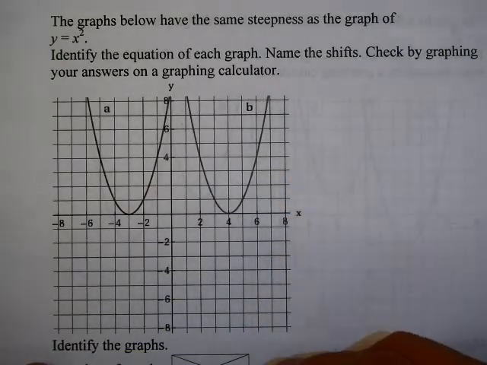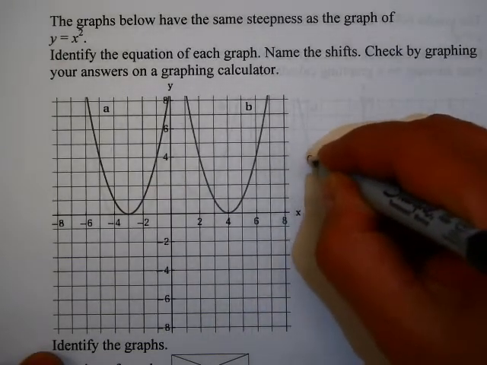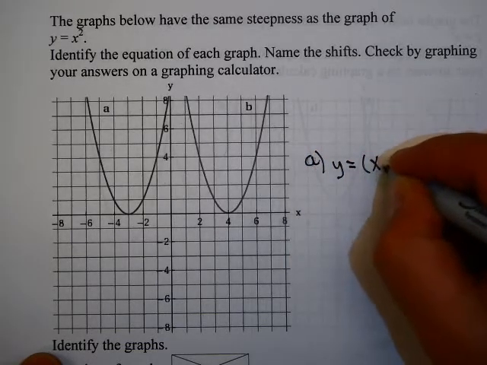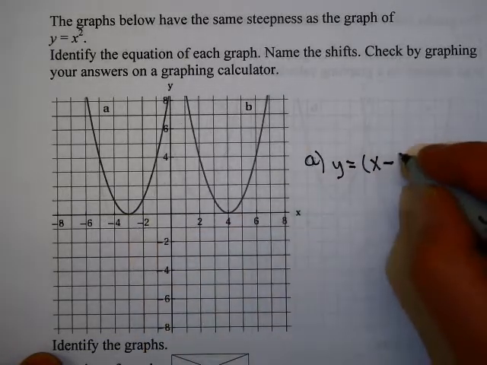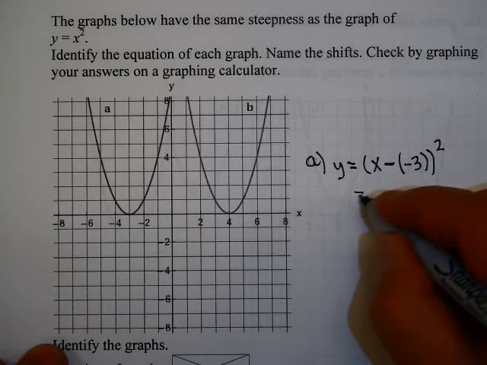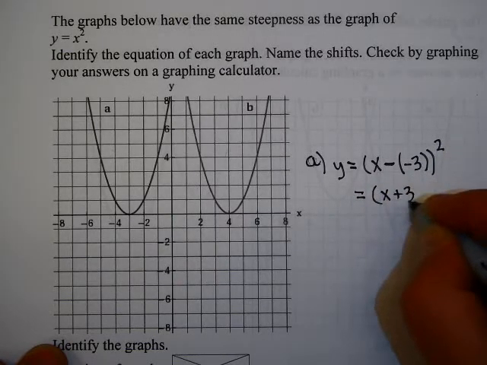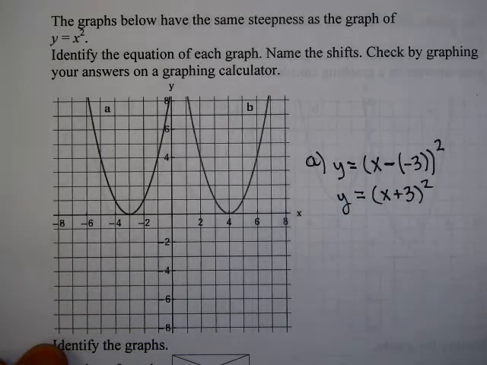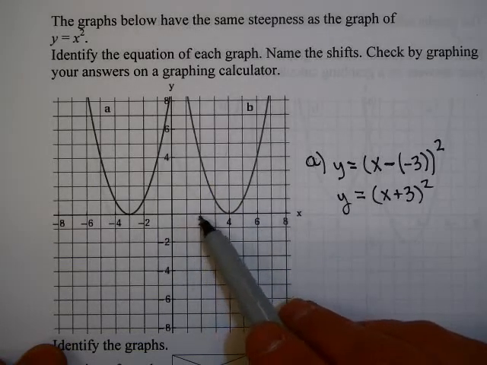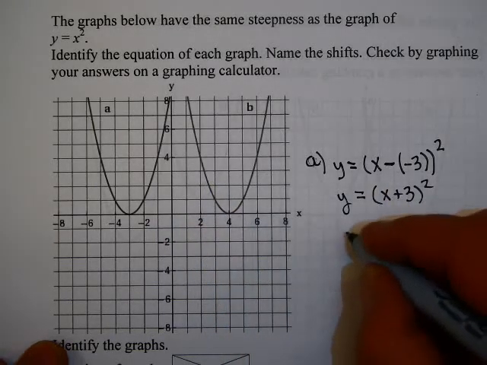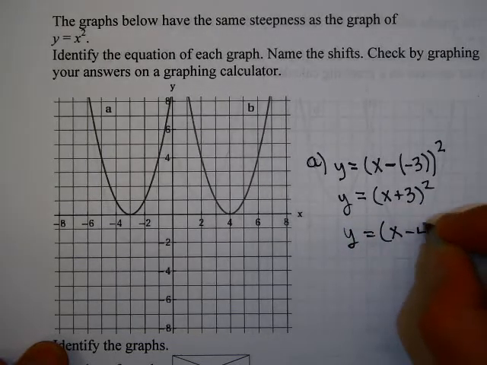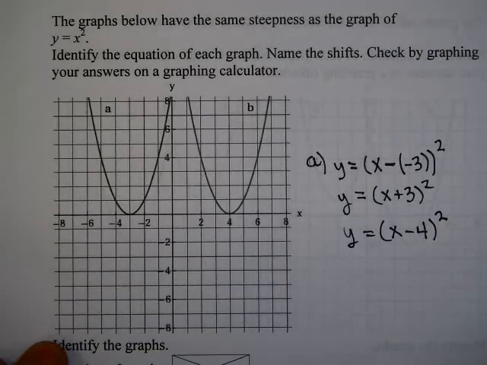to the right. So I would say that the equation of the graph of A is y equals x minus, well, that's shifted 3 units to the right, so that's x minus 3 quantity squared. The shift here from y equals x squared is 1, 2, 3, 4 units to the right, so that would be y equals x minus 4 squared would be my guess for that one.